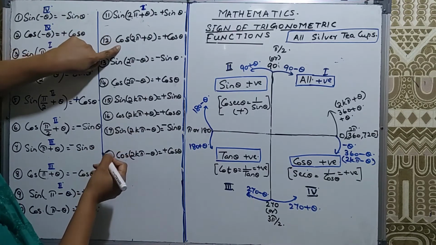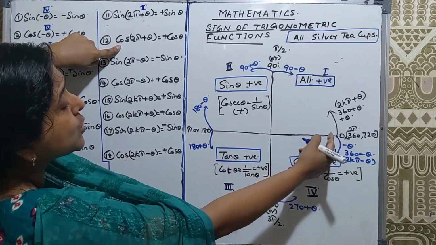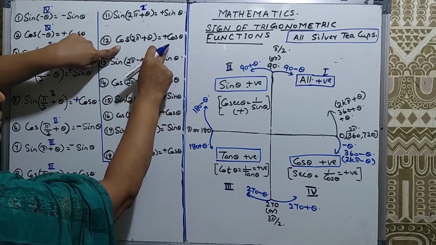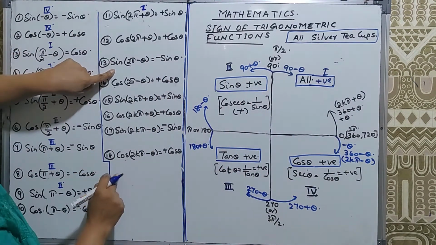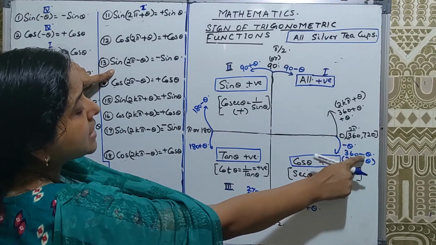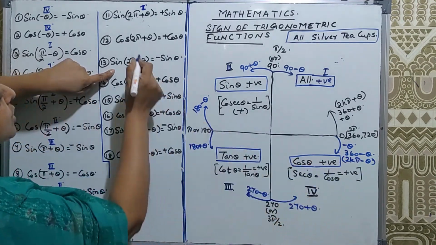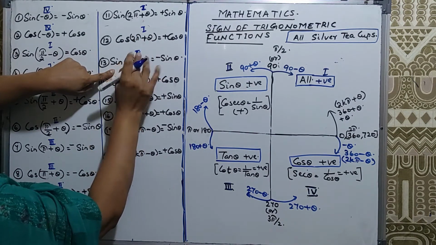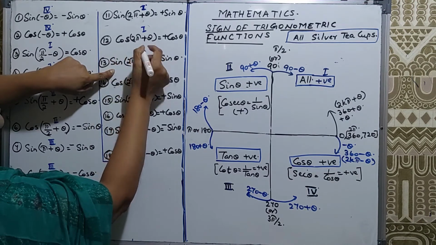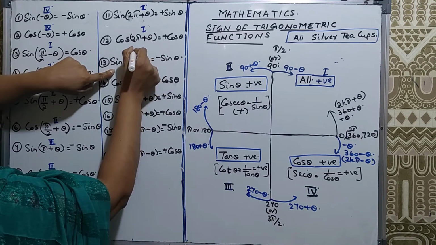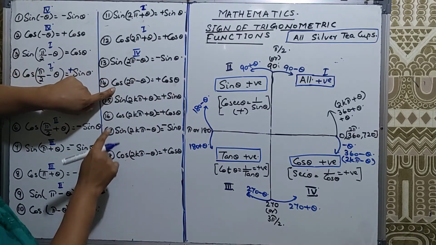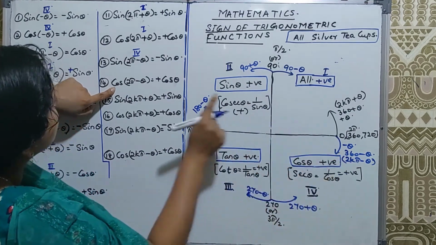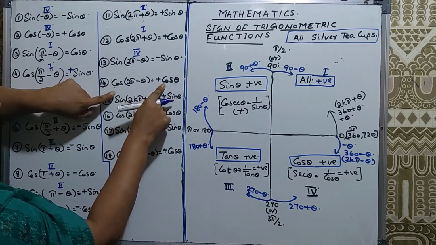Now next one, cos 2 pi plus theta. That is 360 plus theta, belonging to quadrant 1. That one also will be positive, cos theta. Sin 2 pi minus theta. So 2 pi minus theta means 360 minus theta belongs to quadrant 4. In the quadrant 4, the answer of sine will be negative. So minus sin theta. And cos 2 pi minus theta belongs to fourth quadrant, 360 minus theta. So it will be plus cos theta.